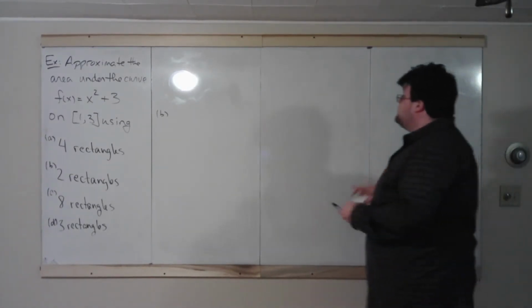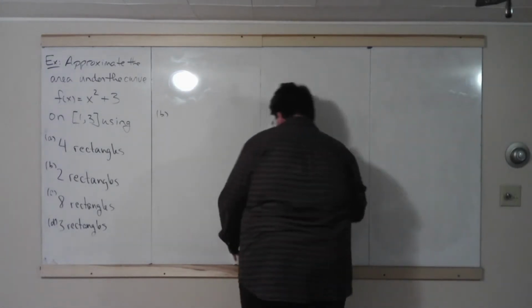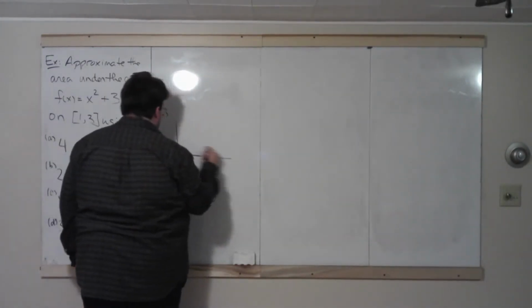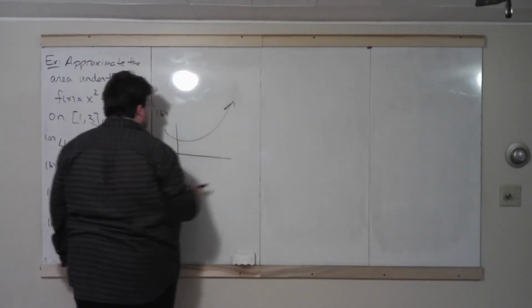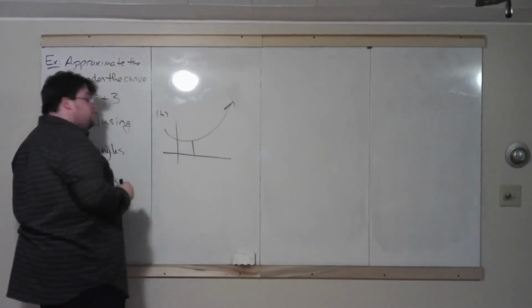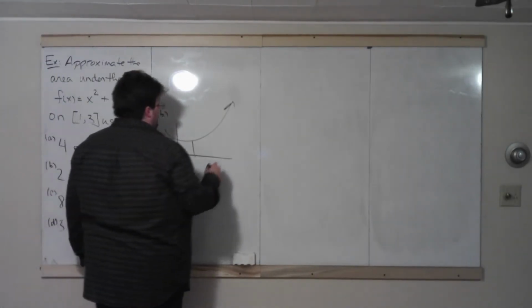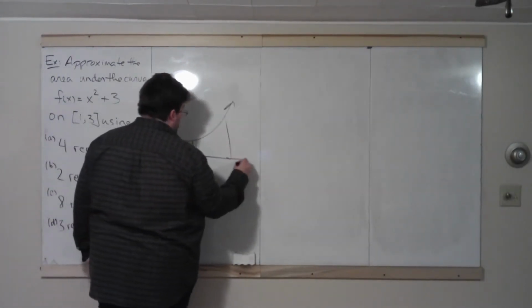So now let's do 2 rectangles. Well, again, I'm going to draw the function for this one. Function looks like that. And again, I'm going to do both approximations. In your homeworks and tests, you don't have to do both. You can do only one if you want.